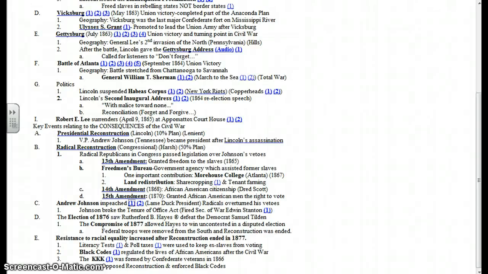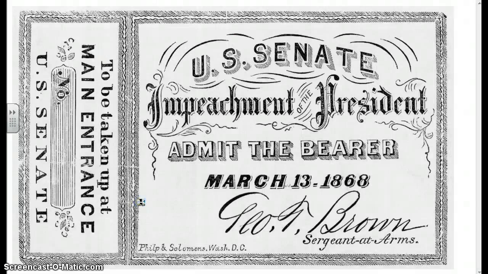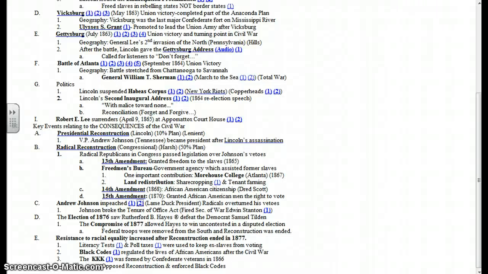The problem with Andrew Johnson was he was from Tennessee, and he was sympathetic towards the South. And so over and over again, the radical Republicans in Congress passed legislation, and Johnson attempted to veto it. The final straw came with legislation passed by Congress called the Tenure of Office Act.